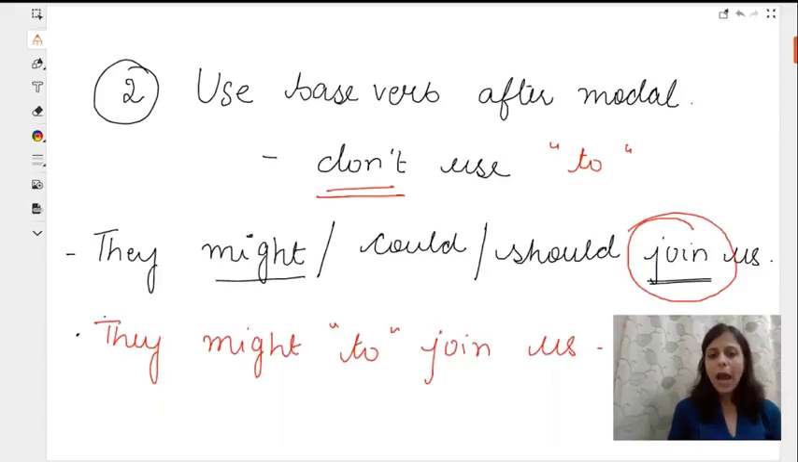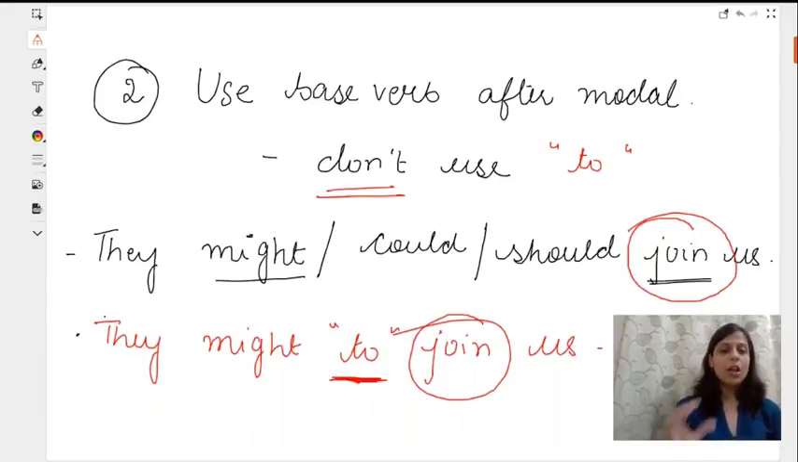So you can't use "to" after a modal, right? It's a general rule. You do not use "to." You have to make sure you use the base verb, right? Otherwise, you're going to frame a very wrong statement. So that is the second thumb rule when it comes to modals. These are the basic two thumb rules that you have to follow before we jump on to the third thumb rule.